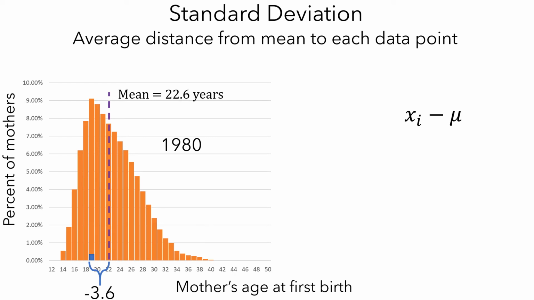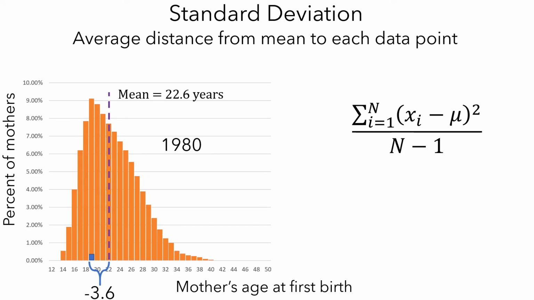Now, we want this distance to be positive, and we do this by squaring the deviation. And then, since we want this to be an average, we'd add up all of these squared deviations, which is represented by the Greek letter capital sigma, and then divide by n, where n is the number of data points. And it turns out that if we're only looking at a sample and not the entire population, we would divide by n minus 1 instead of n. The reason for why we do this is a little complicated, so we'll look at that in another video.